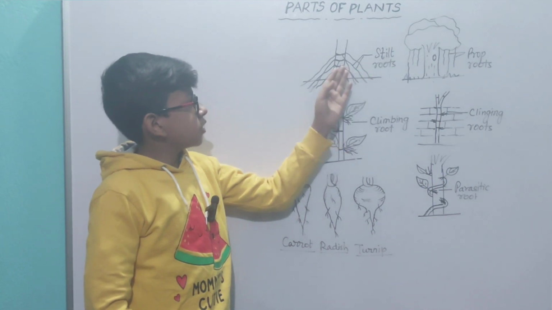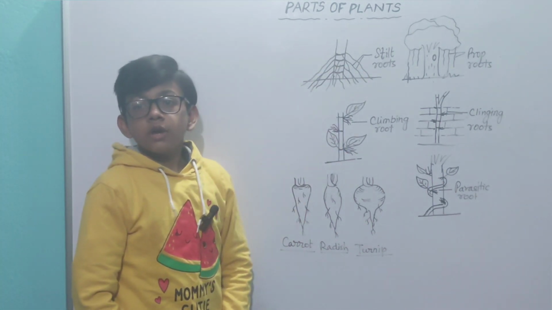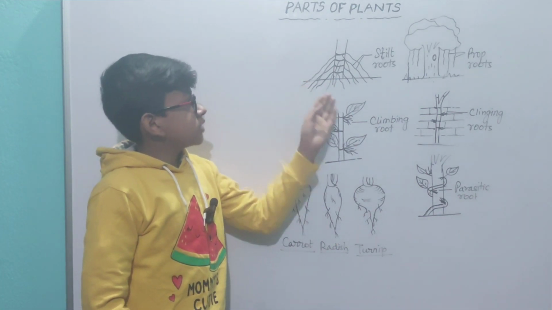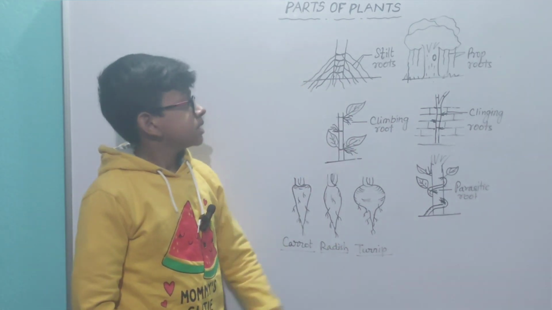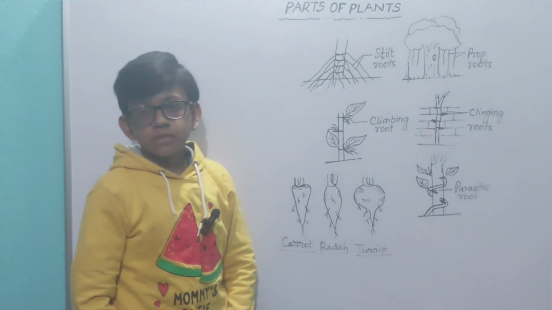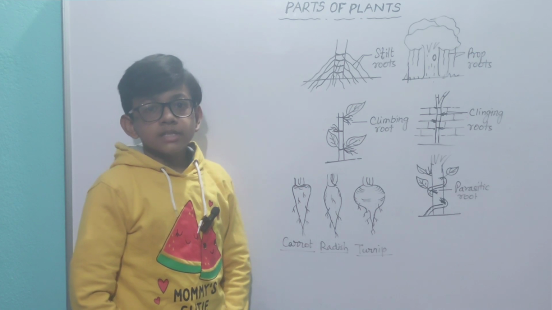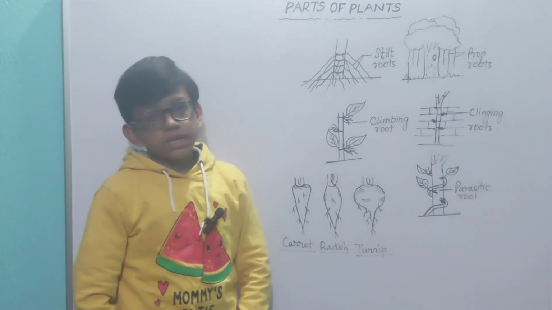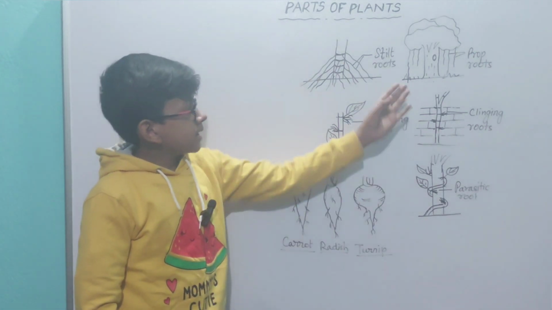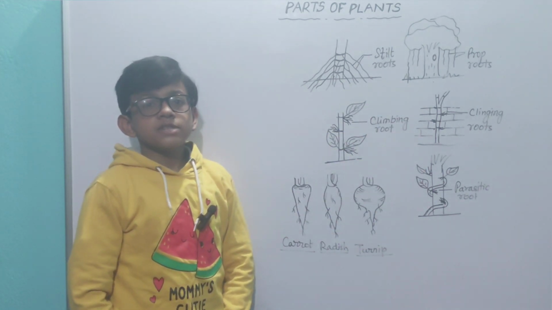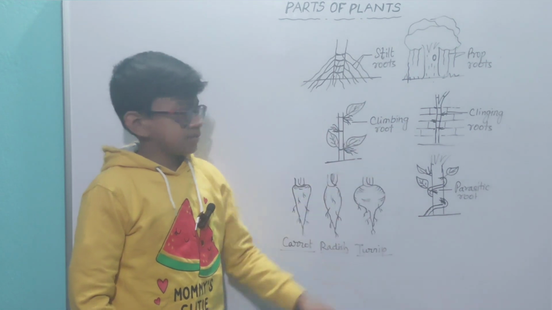Now let's know about stilt roots and prop roots. Stilt roots grow obliquely from the lower nodes of stems and penetrate into the soil to give extra support to plant. Now, prop roots. Prop roots grow vertically from branches of some trees and after some time penetrate into the soil and act as pillars to give support to plants.